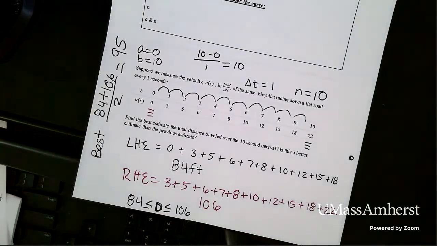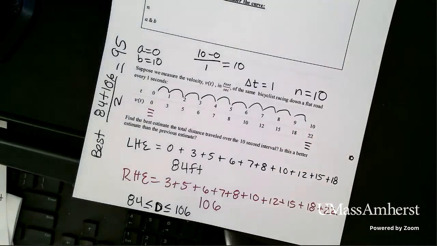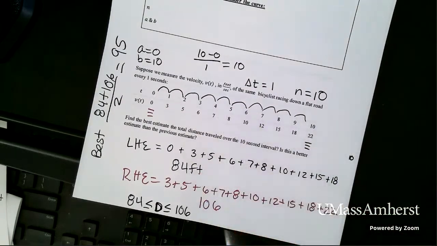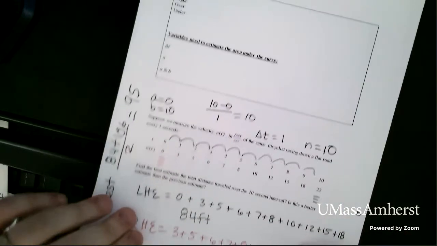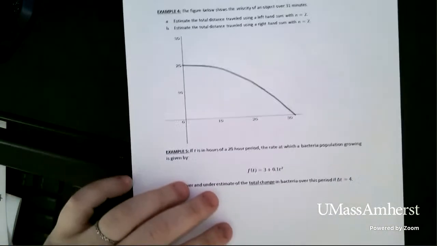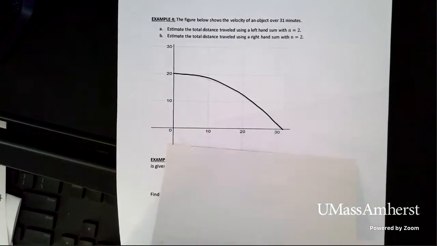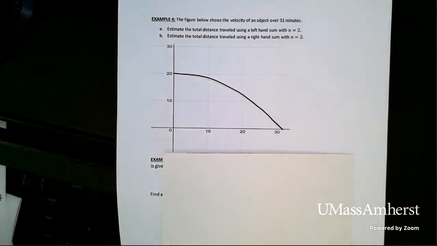Okay, so what are some key takeaways? One, we need to make our intervals constant in order to approximate. Two, the smaller our delta t, the more approximations we have, the better the overall approximation. Now, we've done this on a table, but how might we do this in another scenario? So the next question is going to sort of look at how we might approach this if we had a graph. Okay, so consider the graph below, which is the velocity of some object over 31 minutes.